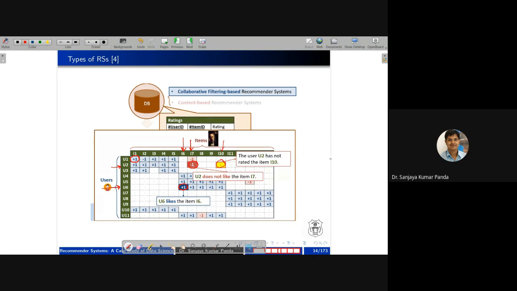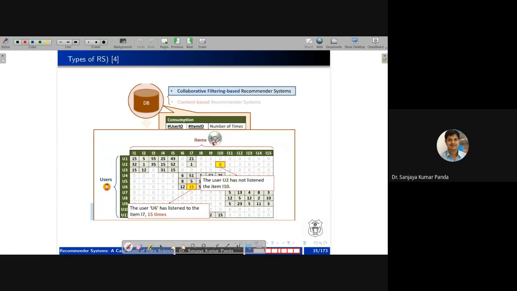In the previous case, you can see there is a scale of 1 to 5. So there is a rating in the scale of 1 to 5. In this case, we have -1 and +1. So you can say this is the thumbs down button and this is the thumbs up button. In this way, the user can express about a particular item, whether the user likes that item or dislikes that item.